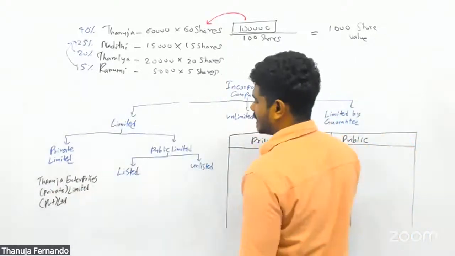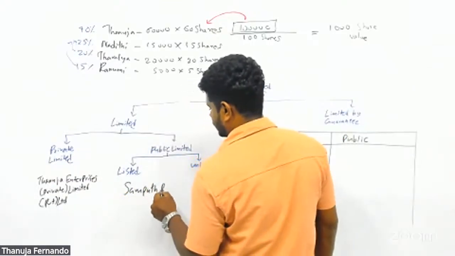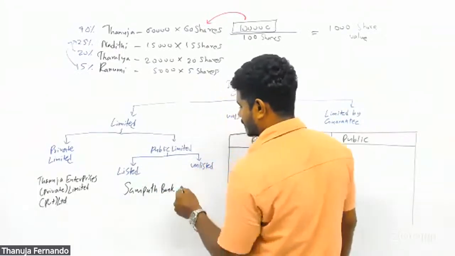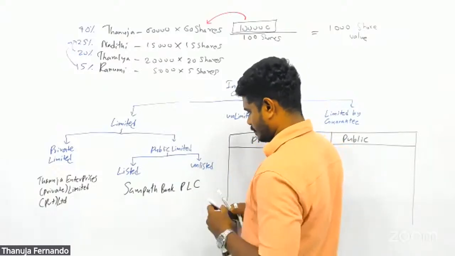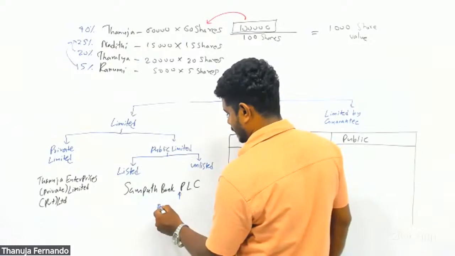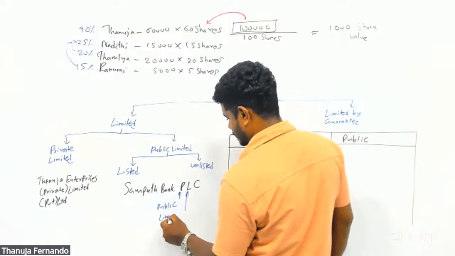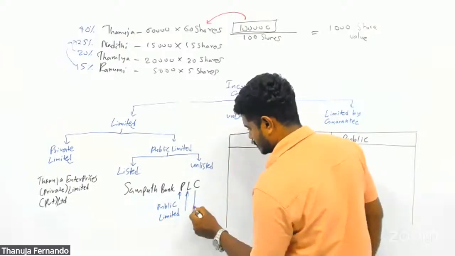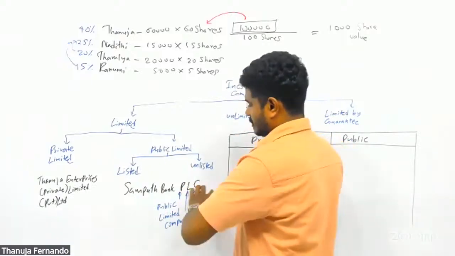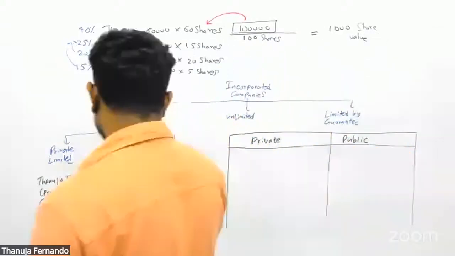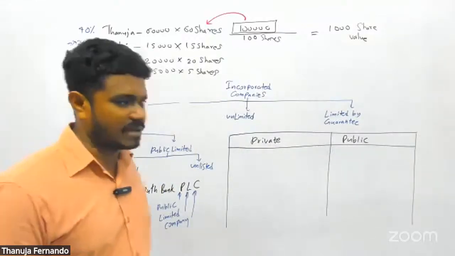Public limited companies are like, let's say, Sampath Bank. After the name, they are mentioned as PLC. P means public, L means limited, C means company. So if you see PLC at the end of the name of the business, it is a public limited company. If you see PVT LTD or private limited, then it is a private limited company.